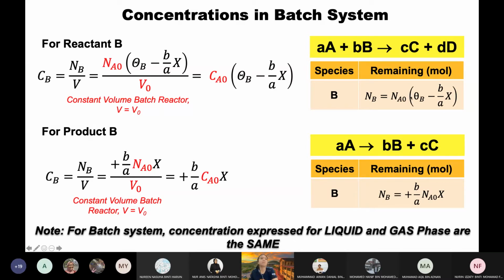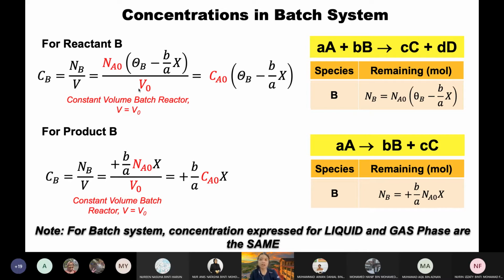Tadi dah buat table kan yang panjang-panjang. Table kata NB equals to NA0 in bracket theta B minus B per A X. Tadi yang table tu kan saya dah kurungkan. I take out from the box. So we express NB equals to NA0 in bracket theta B minus B per A X. So I replace now my NB with the one that I obtained from the table. So at the top become NA0 in bracket theta B minus B per A X divide by volume reactor tu remaining volume reactor saya jadikan sebagai V0, initial volume of the reactor.